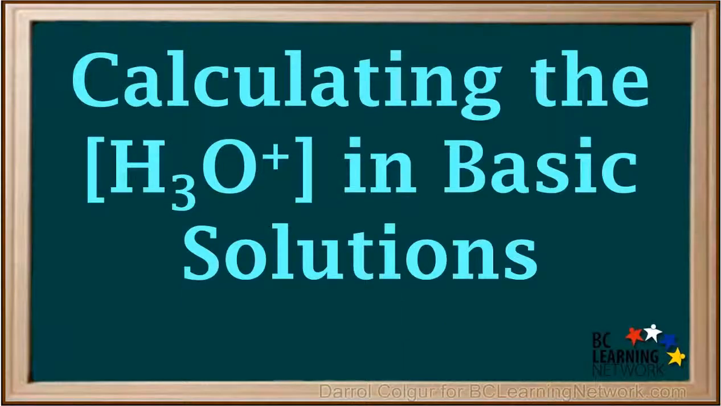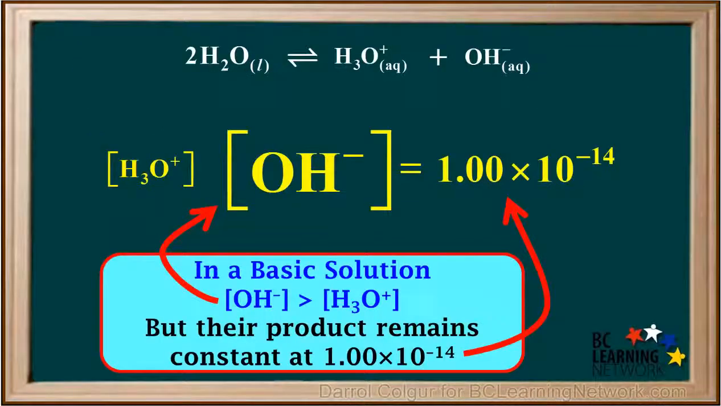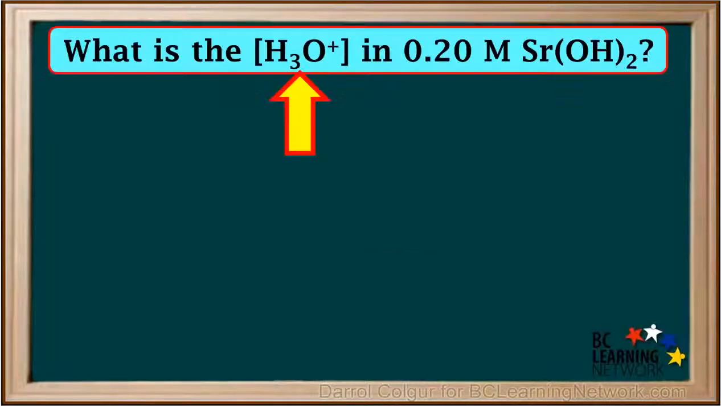Even though hydroxide ions predominate in basic solutions, there are still some hydronium ions present in all aqueous solutions. We'll show you how to calculate the concentration of hydronium in basic solutions. Remember, in a basic solution, the concentration of OH- is greater than the concentration of H3O+, but their product remains constant at 1 times 10 to the negative 14th. So if the concentration of OH- is high, that means the concentration of H3O+ must be very low.